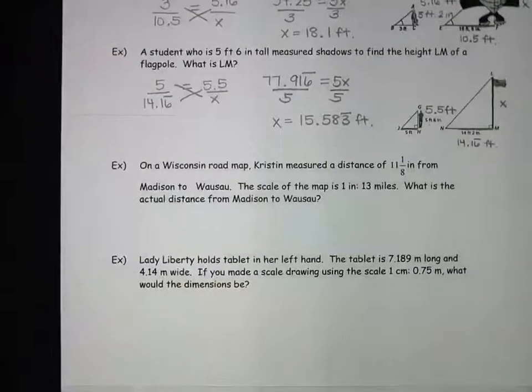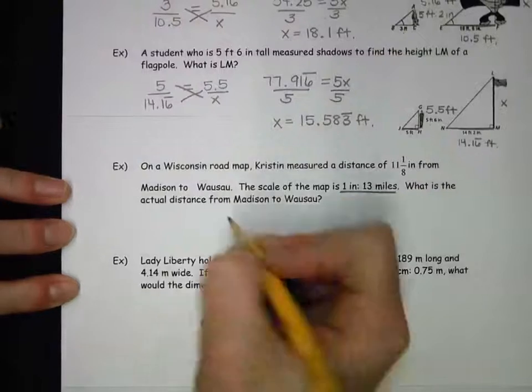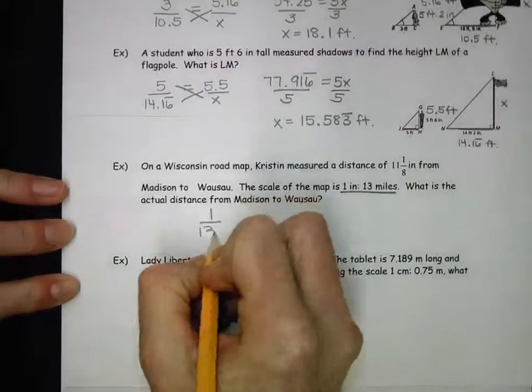In our next example, we're doing the same thing with similar figures, except in this case we don't have a picture. It says, on a Wisconsin road map, Kristen measured a distance of 11 1/8 inch from Madison to Wausau. The scale of the map is 1 inch to 13 miles. What is the actual distance? The first thing I'm going to do is I'm going to take the actual scale of the map and write it as a ratio. 1 inch is 13 miles.